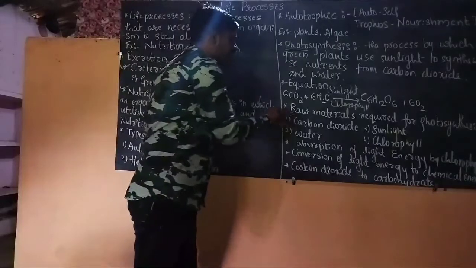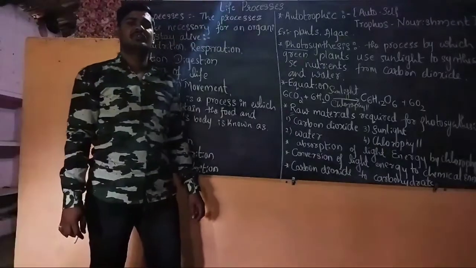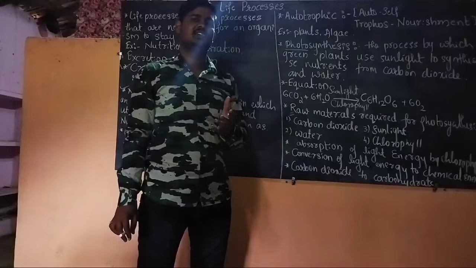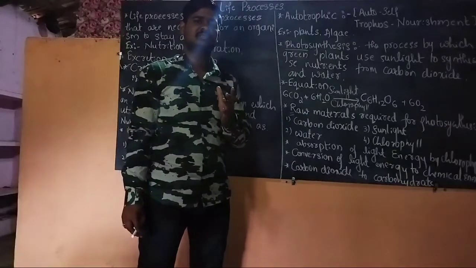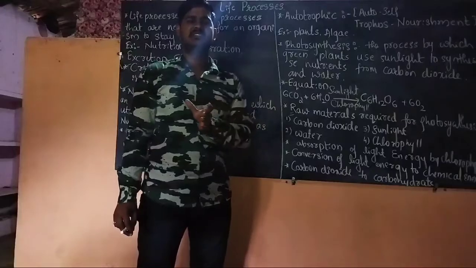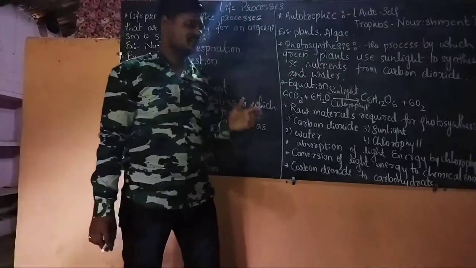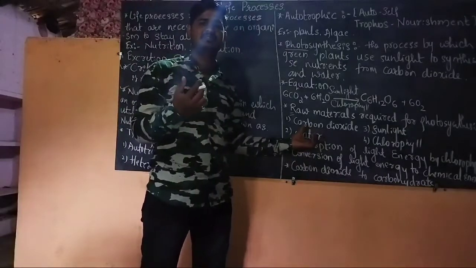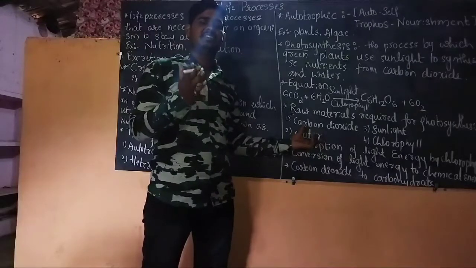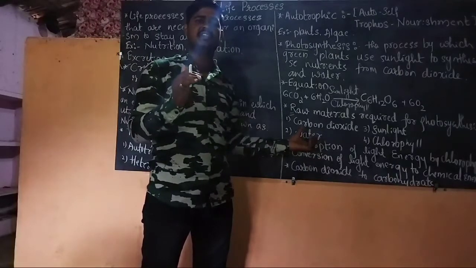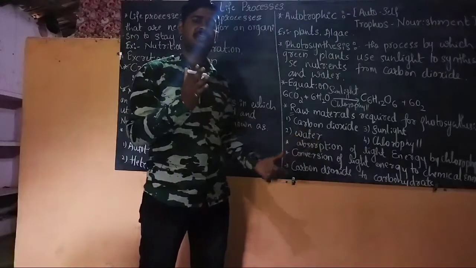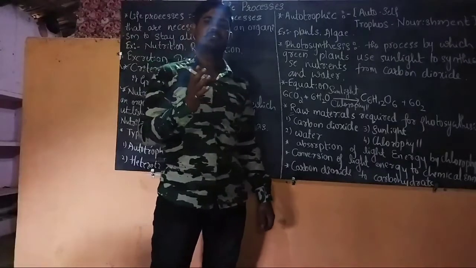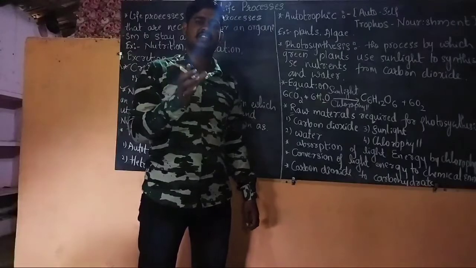The next topic is the raw materials required for photosynthesis. Photosynthesis is taking place, but what are the raw materials that are essential for the process? Without these raw materials, plants are unable to prepare their food. First comes carbon dioxide, which is available in the environment. By using that carbon dioxide, green plants growing on the earth prepare their own food. But some plants are present in the water too. Those plants absorb the carbon dioxide dissolved in the water.